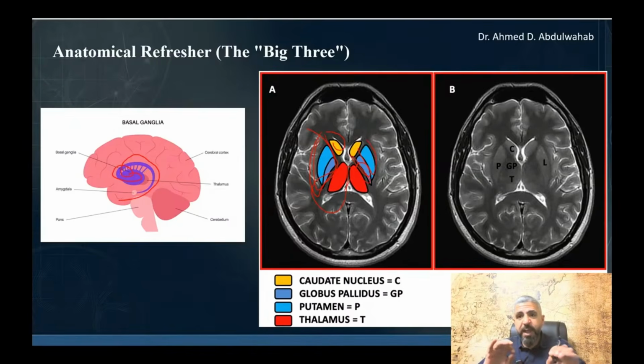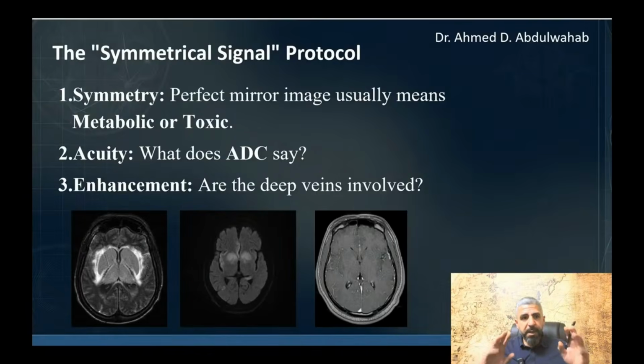Now, the symmetrical signal protocol has 3 points. First, symmetry. Is it a perfect mirror image? If it is a perfect mirror image, it usually means metabolic or toxic. Second, acuity. What does the ADC say? And third, enhancement. Are the deep veins involved or not?